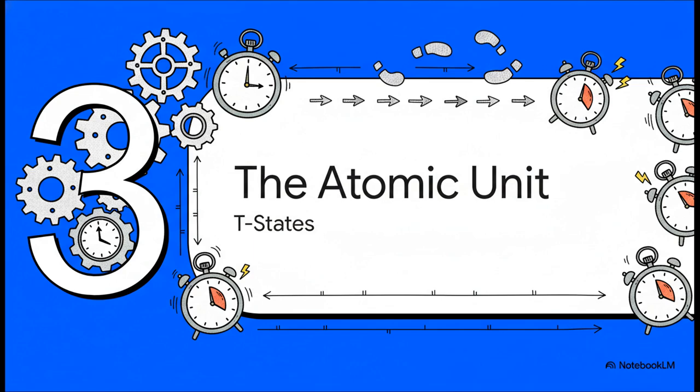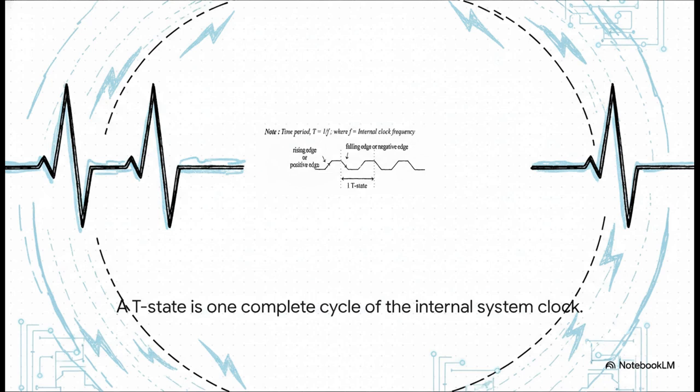So let's zoom in one last time, down to the most fundamental unit of all. If a machine cycle is one step in our recipe, what's a T-state? Well, a T-state is the single tick of the kitchen timer that keeps the whole operation perfectly in sync. And this isn't just some abstract idea. A T-state is a real physical thing. It's one complete pulse of the system's clock, a wave of electricity rising and falling. This is the processor's literal heartbeat.